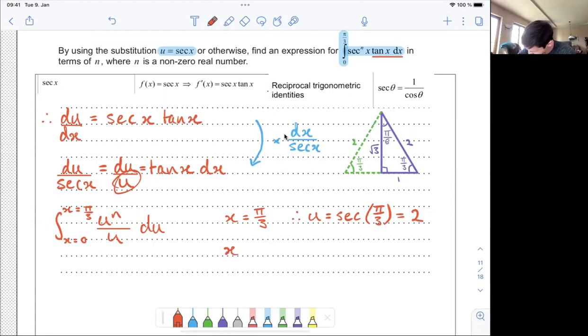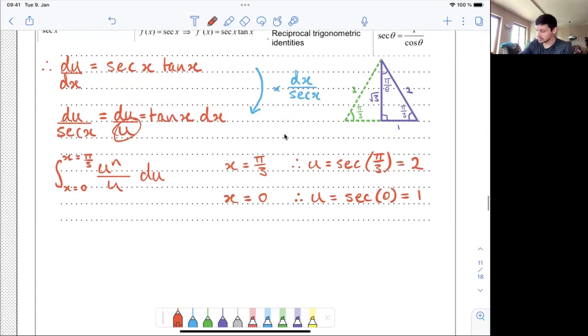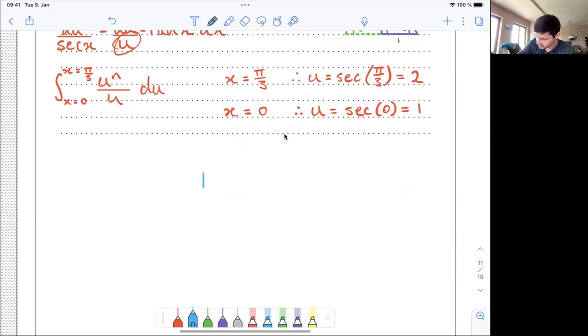And now if we do the next step for that here, we can go x is equal to 0. That means u is equal to sec of 0. And the best way to answer this would be to go back to your cos graph, right? We know at 0, it's at 1, right? So that means that equals 1, a nice, easy way you can do that.